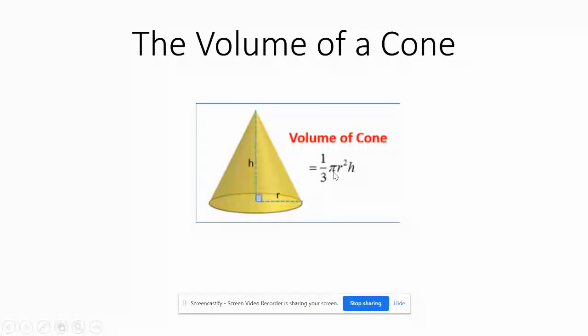For pi, we're just going to use 3.14 each time we do these problems. And the height is the height from the base of the cone to the top. When you find the answer for these problems, make sure you round it to the second decimal place, or the hundredths place. We don't want a whole bunch of numbers. Just stop at the second decimal place.